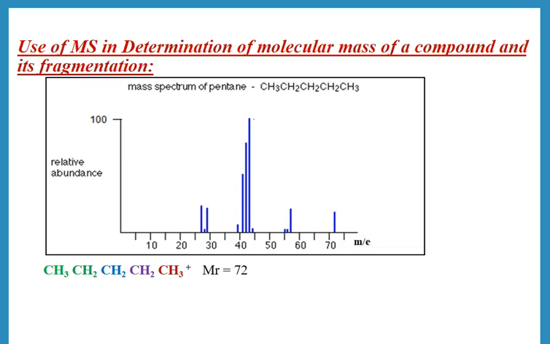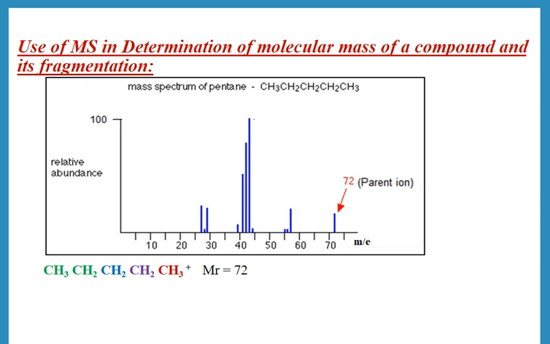The highest peak of m over e is 72. That means that this highest peak is the peak showing the molecular mass of the molecule. So always looking at the spectrum, you look at the peak with the highest m over e. That is the peak showing the molecular mass of that compound, and we call it the parent ion. But what about all of the other peaks? The other peaks are due to fragments.